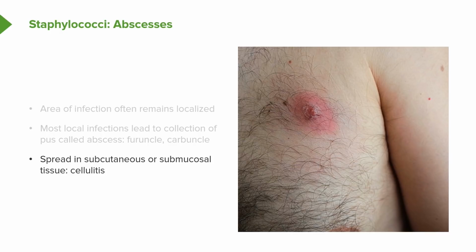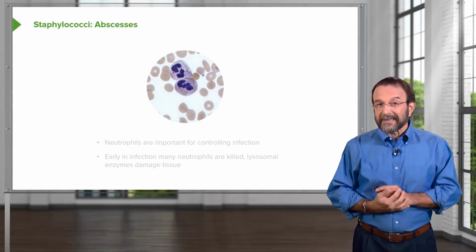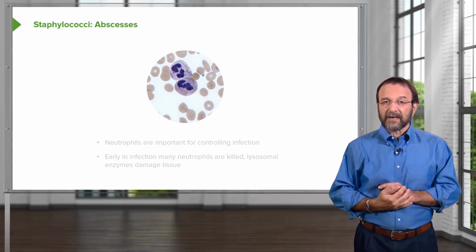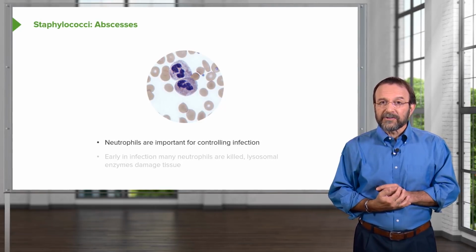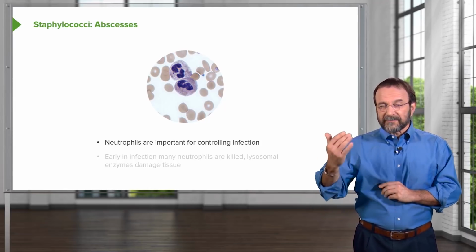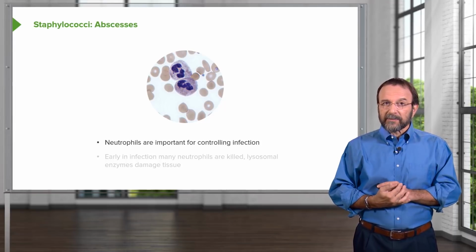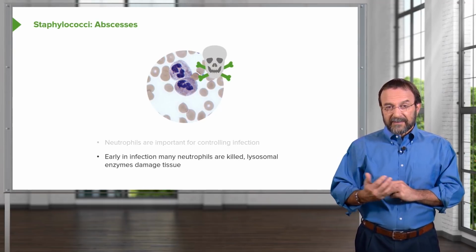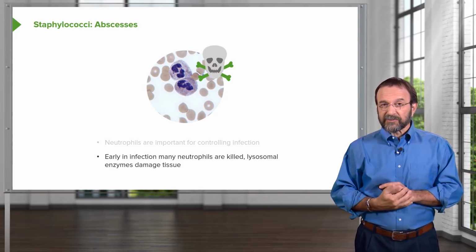When the bacteria spread beyond the initial boil in subcutaneous or submucosal tissues, this is called cellulitis. So the staphylococcal infection, when it spreads beneath the skin, cellulitis. As you might predict, one of the main immune defense cells important for regulating Staphylococcus replication and spread are neutrophils. These maintain a balance of the bacteria in normal people, and if you're neutropenic, that can be a problem in controlling staphylococcal infections.